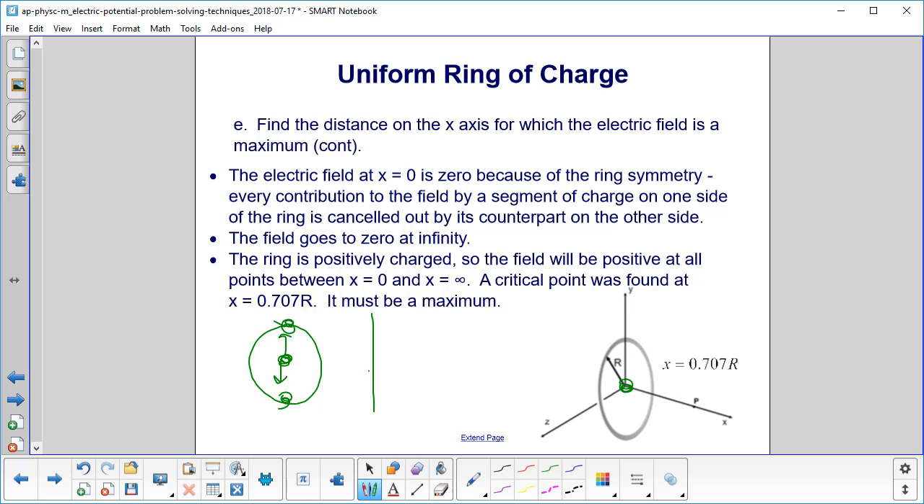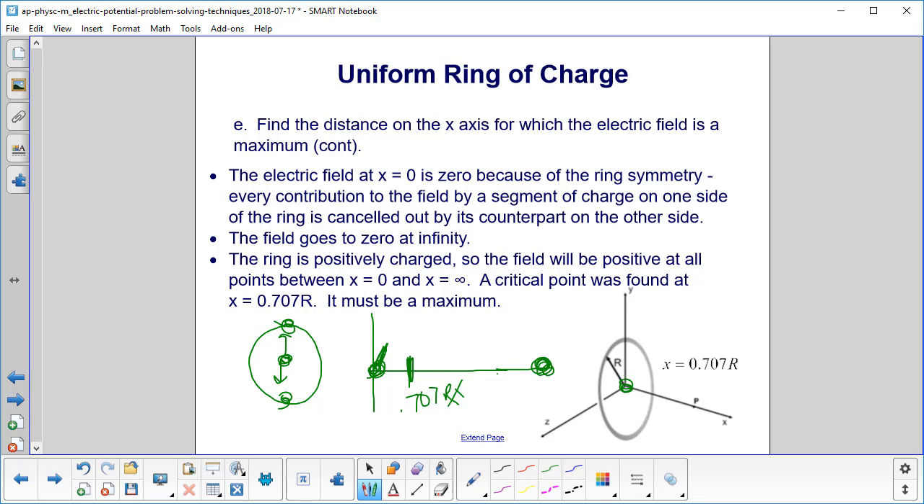So as we draw this, here's our x-axis. We know we're at 0 right here. And we found a critical point at 0.707 r. We know the electric field starts going up as we go away from the loop. Now, at infinity, the electric field is 0. And here's where we found the critical point.